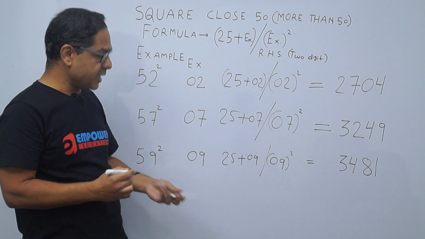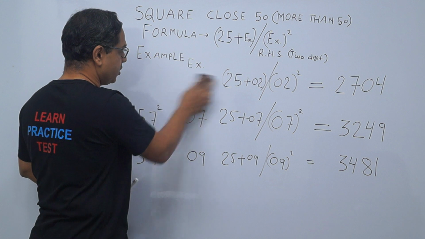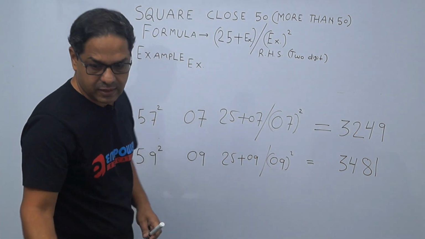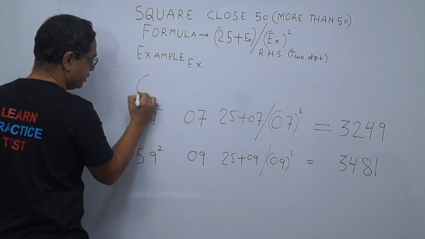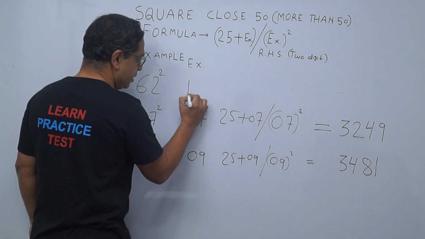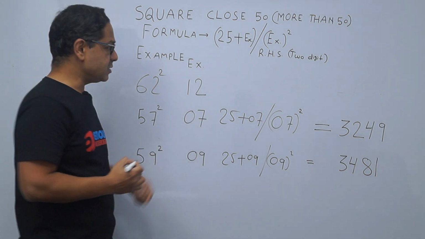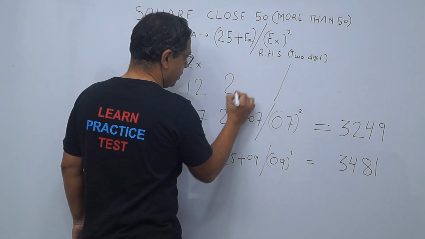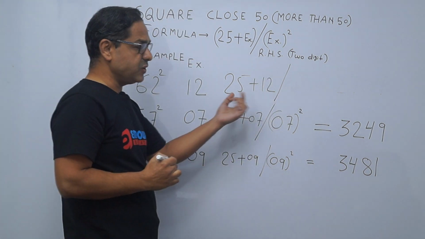So let's see, friends, what happens when the number goes further away, when it is more than 60. What happens when the number is more than 60? Suppose we take the number 62. It is 12 more than 50. So here excess is 12. Using the formula, on the left side we have 25 plus excess, which is 12. So the left hand side is 25 plus 12.